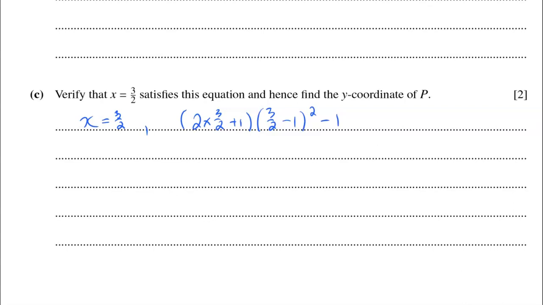Let's not say that it equals 0. We want to try and demonstrate that it equals 0, not initially claim that it equals 0. Okay, so we'll put the equal sign on the next line. 2 times 3 on 2 just turns into 3, plus 1 turns into a 4. And 3 on 2 minus 1 is just a half, and a half squared is a quarter, and minus 1, which of course 4 times a quarter is 1, 1 minus 1 is 0, and so we have verified that it satisfies the equation. But because it is the x value, to find the y value, we put it back into the function, and we will find the y coordinate of P.